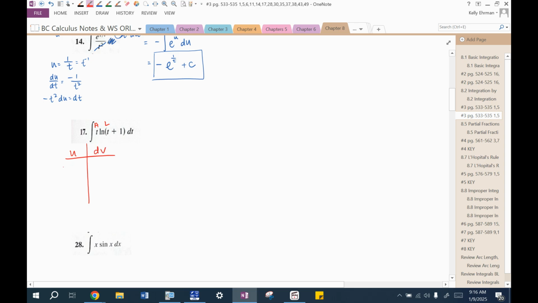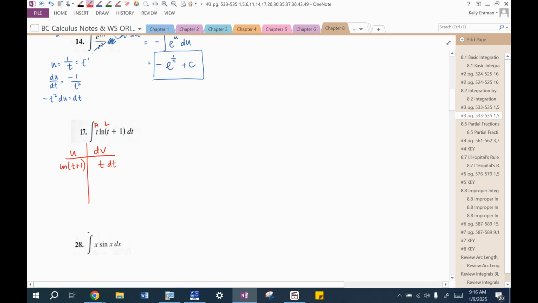So u is going to be natural log of t plus 1. The reason that's the rule is because we don't have any rules for integrating a natural log, but we do have a rule for taking the derivative of a natural log. Now, I'm not going to take derivatives until I get 0, because that's never going to happen with natural log. So for natural log, you're just going to do one round of this tabular method.